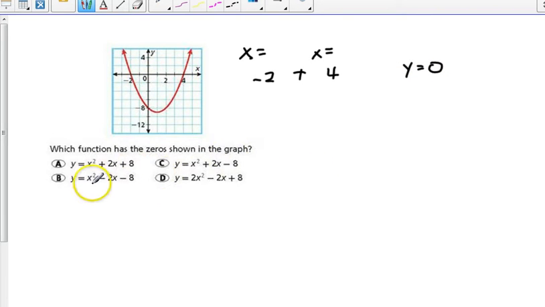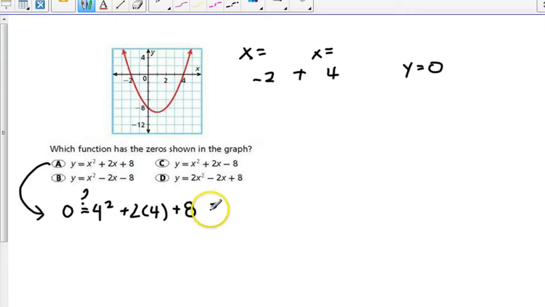So what I could do is I could take each of these equations, so like let's say I'm going to take A, and I could plug in -2 and I could plug in 4 to see if I get a y value of 0. I'm going to plug in 4 first because it's positive and I kind of like that. So what I'm going to do is this. I'm going to hope that this gives me, so I'm going to put a question mark, a y value of 0 when I plug in 4. So 4 squared, because 4 is being plugged in for x, plus 2 times 4, plus 8.